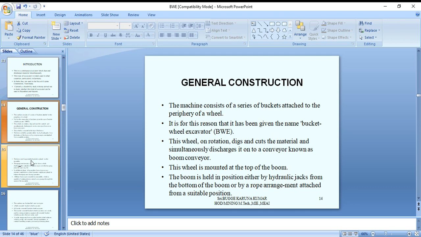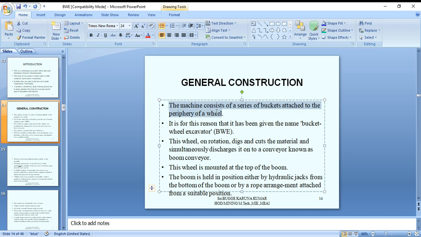General construction. The machine consists of a series of buckets attached to the periphery of the wheel. This is the basic idea behind the name: it is called a wheel excavator because the machine consists of a series of buckets attached to the periphery of the wheel. It is for this reason that it has been given the name bucket wheel excavator.